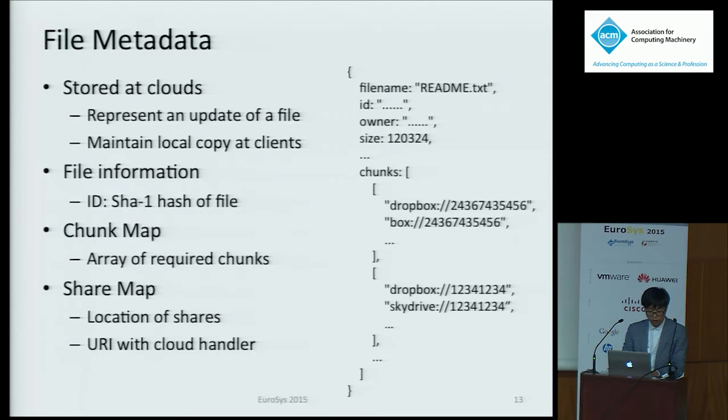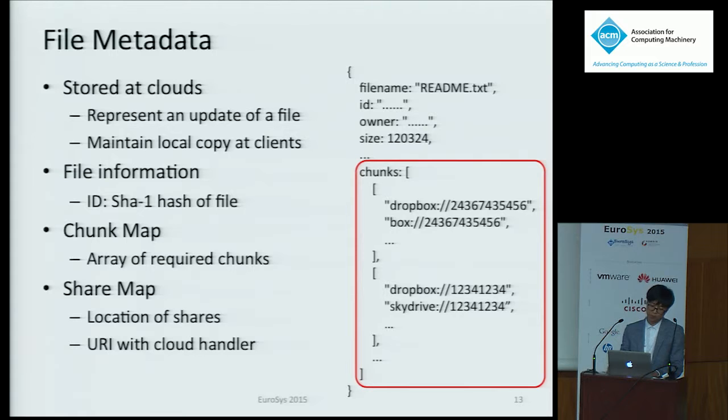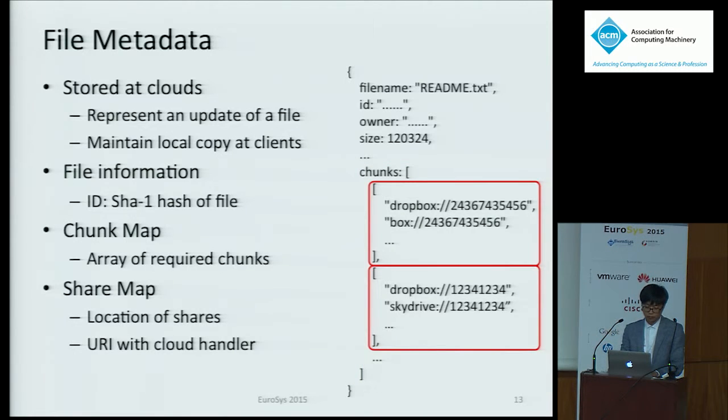Metadata maintains file information such as file ID, file size, file owner, etc. And then it maintains the chunk map. The chunk map is an array of the chunks required to reconstruct this file. This is written in JSON, so the JSON array keeps the order of the sequence. And then the share map stores the location of each share in the cloud.